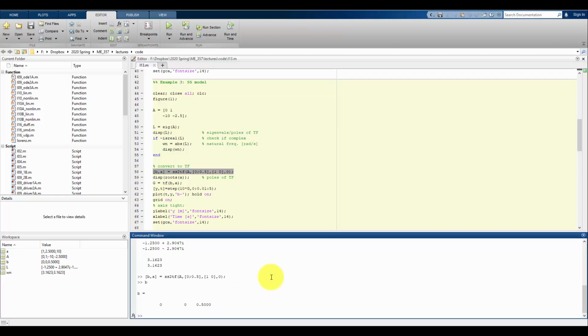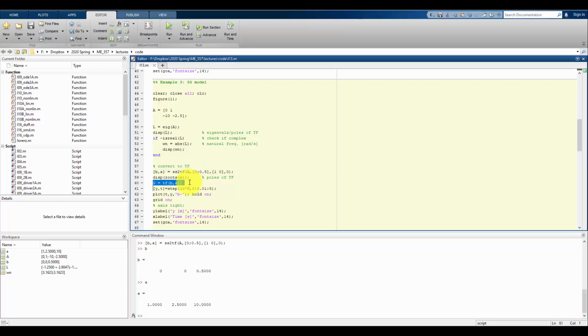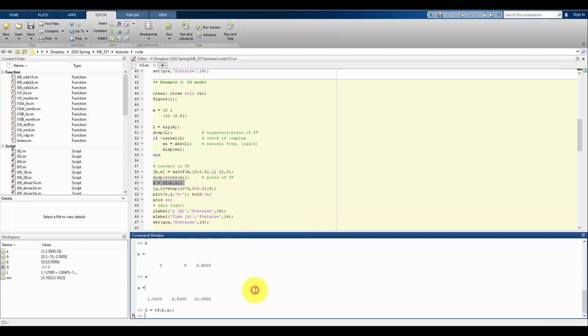So I have my B, I have my A. Remember, what comes out of this is that A is going to be the coefficients for the denominator of my transfer function, and B is going to be the coefficients of my numerator. So it's going to be 0.5 over s squared plus 2.5s plus 10, is what this B and A are telling me. So I'll skip 59 for now and do 60. I can make that transfer function. And now it's going to print out exactly what I just said. This is the equivalent transfer function for this system.